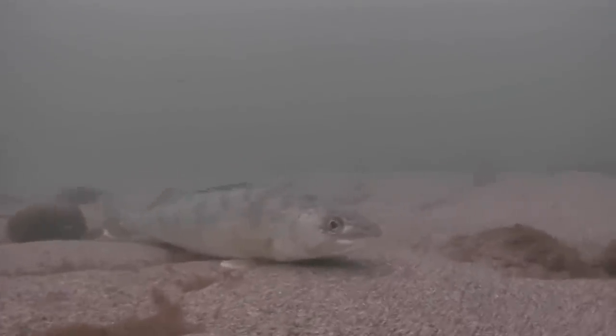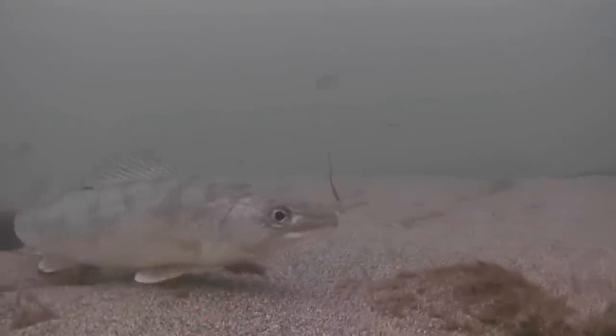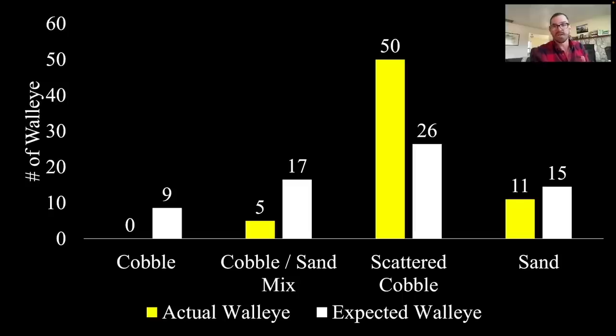They're really avoiding those really hard bottoms. I never saw a single fish in those hard bottoms. I didn't see walleye. I didn't see the suckers, whitefish, pike minnows, nothing. It was like totally devoid of fish. So if you're in a snaggy, rocky area, this tells me it's not really a productive area to be fishing for walleye. Because where I'm finding walleye is in these really scattered cobble areas.